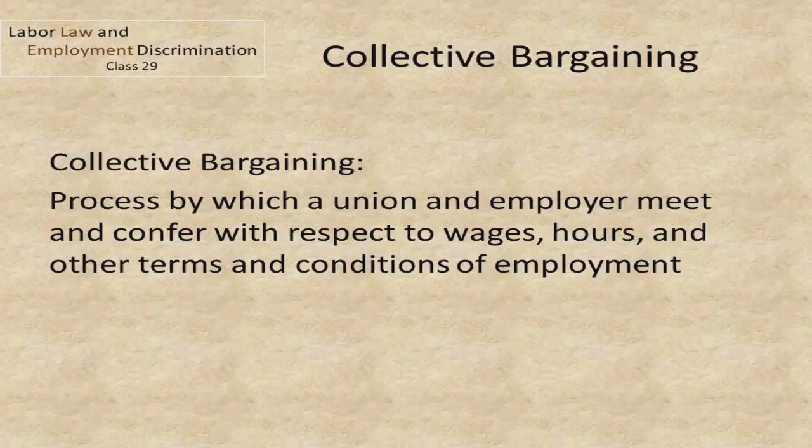Now, collective bargaining, if you will, is the process by which a union and an employer meet, and they discuss and they negotiate with respect to wages. They may negotiate with respect to hours. They may negotiate with respect to working conditions, other terms and conditions of employment. And that's really what we're talking about when we say collective bargaining. It's just where the union and the employer meet and they negotiate over the terms and the conditions of the employment.